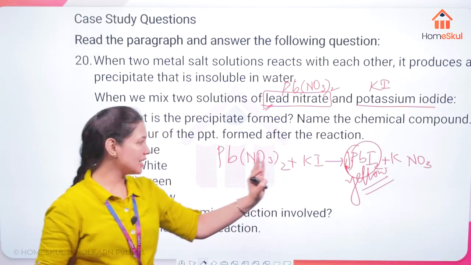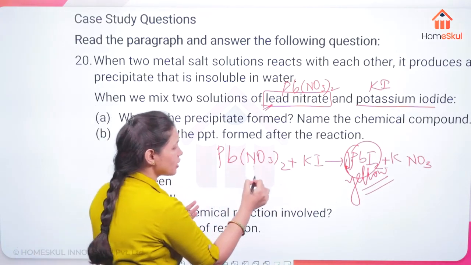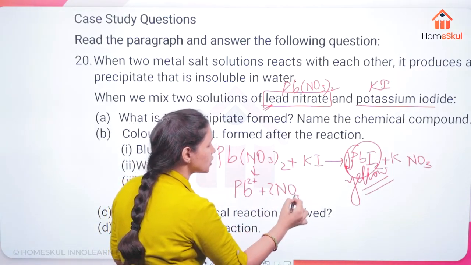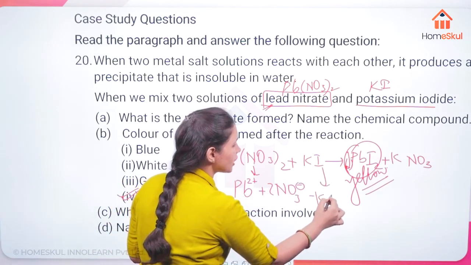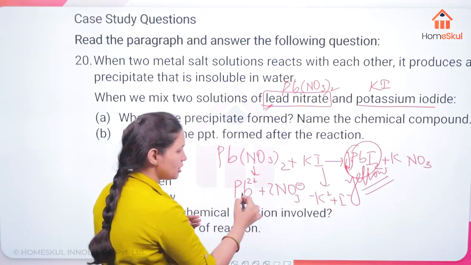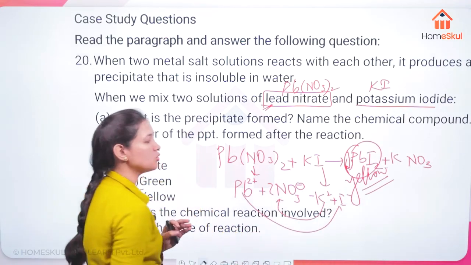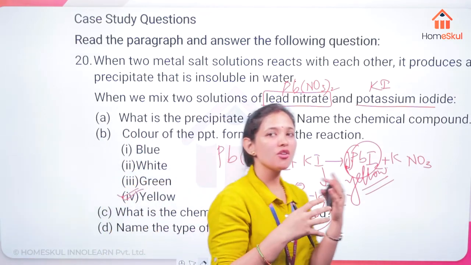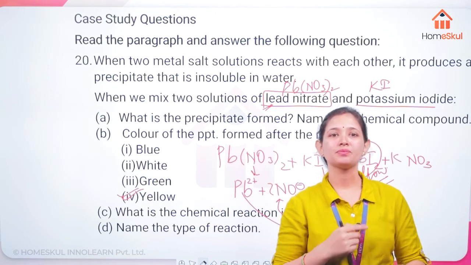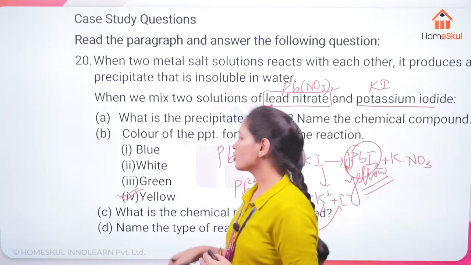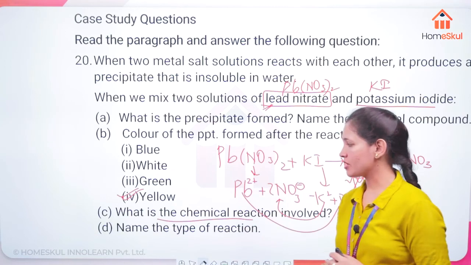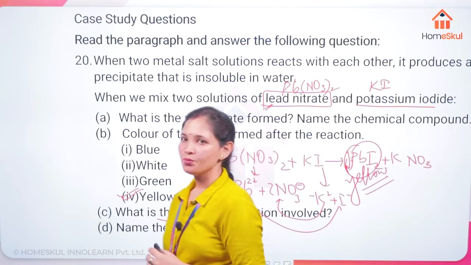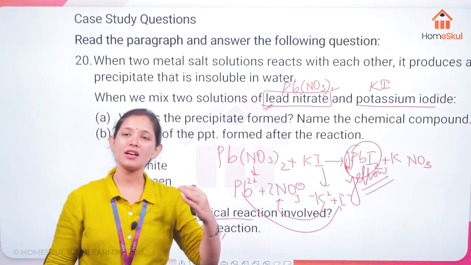Why is it so? Just see. Lead nitrate, Pb(NO3)2, is going to dissociate to give you Pb2+ and 2NO3-. And KI is going to give you K+ and I-. So Pb is going with I and K is going with NO3. So there is formation of ions and exchange two times. So this is nothing but a double displacement reaction. Name the type of reaction that you all know. I hope these things are clear for you.